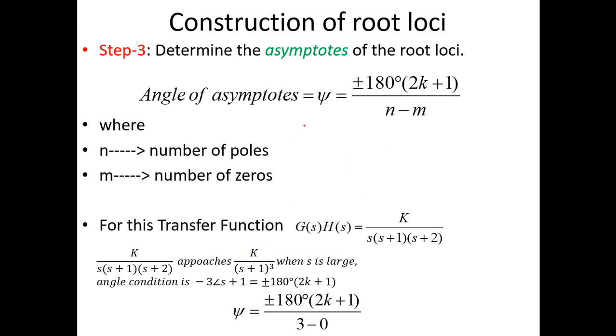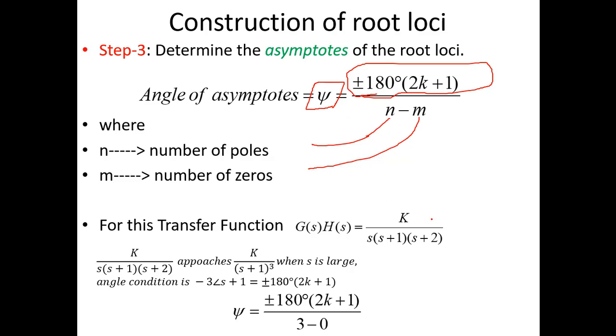To find the angle of asymptotes, there is a formula, and it is again the same formula: the sum of the angles divided by n minus m, where n is the number of poles and m is the number of zeros. So you subtract the number of zeros from the number of poles and divide the angle by it, and you get the angle of the asymptotes, that is, the angle at which the poles are leaving.